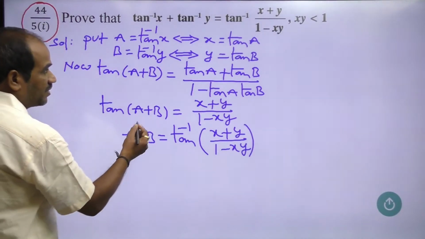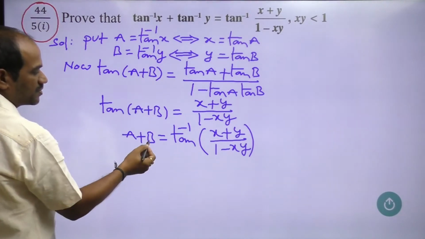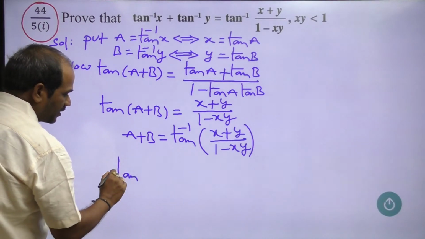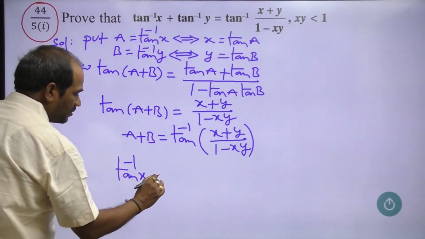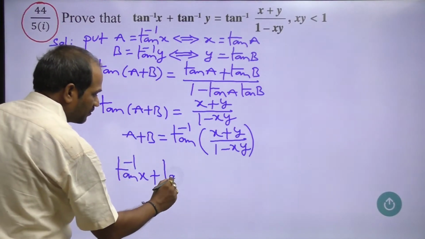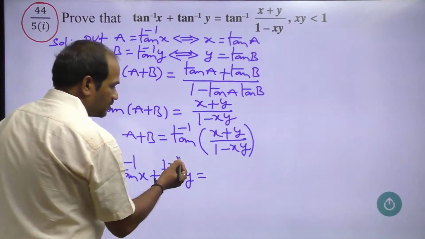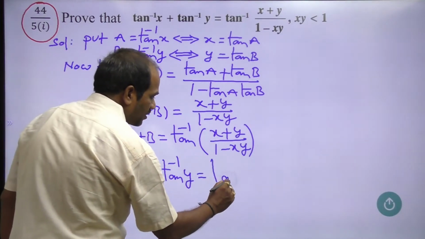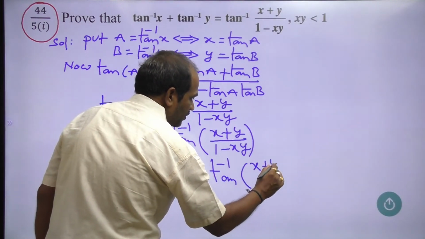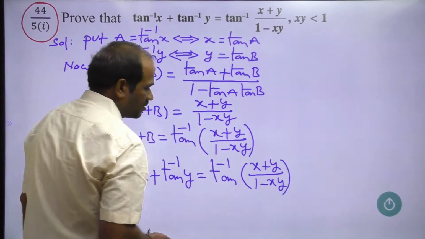So here replace a value, which is tan inverse x. Okay, b value is tan inverse of y. Replace here. So therefore a value is tan inverse of x, plus b value, tan inverse of y, is equal to tan inverse of x plus y by 1 minus xy. Okay, this is the proof.